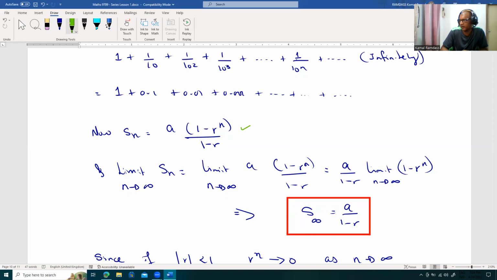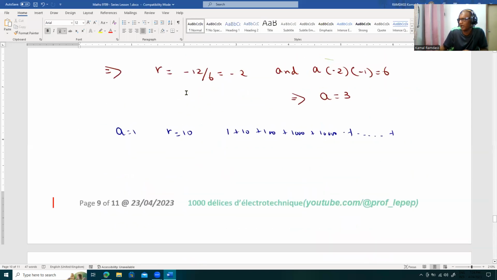OK. Mais tout dépend. Tout dépend if R is greater than 1 or modulus of R is less than 1. If R is a fraction, modulus less than 1, ou bien R greater than 1. Si modulus of R greater than 1, et as n tends to infinity, il peut diverge to infinity.